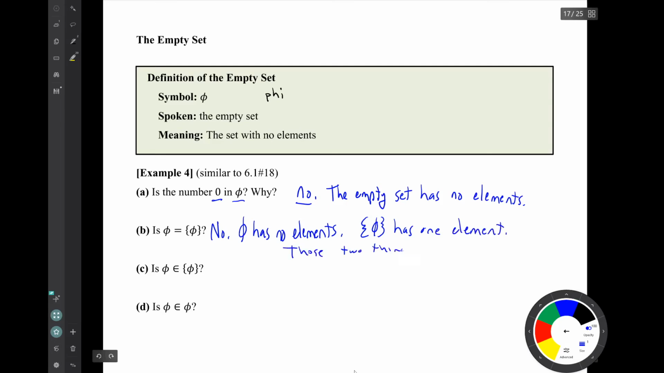How about this? That symbol is read, the empty set is an element of the set that contains the empty set. Well, yeah, that's true. What about this symbol? Is the empty set an element of the empty set? Well, no, the empty set has no elements.